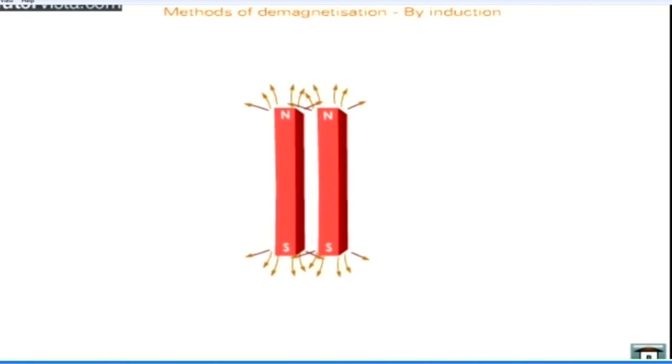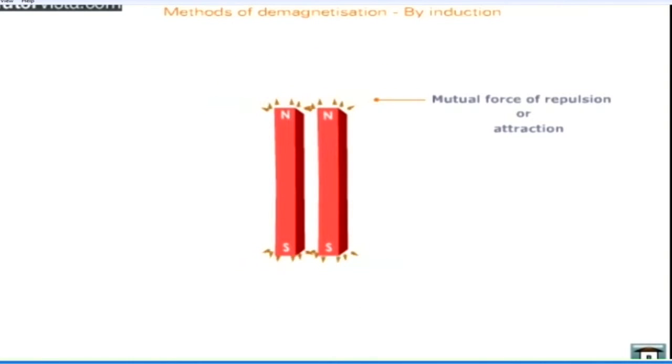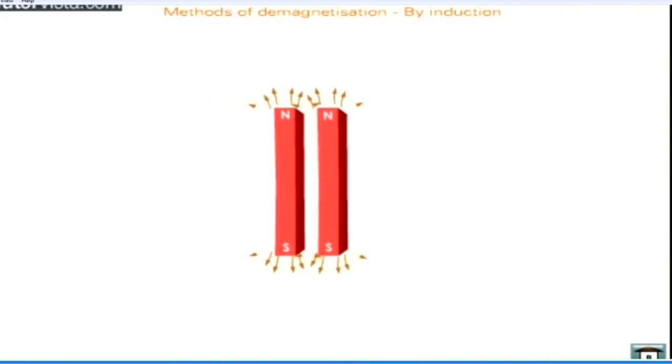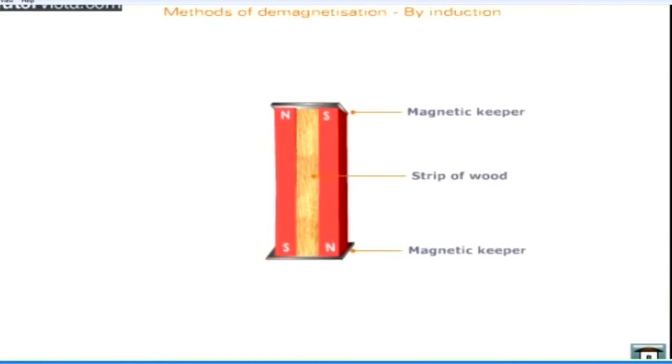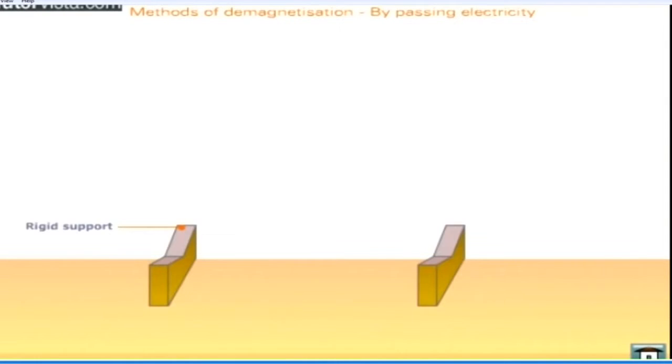So the other method is by induction. Now in induction, the magnets lose their magnetic property by actually a mutual force of repulsion or attraction, as we can see from this diagram. These two magnets are not in contact, and yet the impact is making them lose magnetic property. So how do we prevent this? We keep them in the magnetic keepers. So those are the methods that can be used to demagnetize.